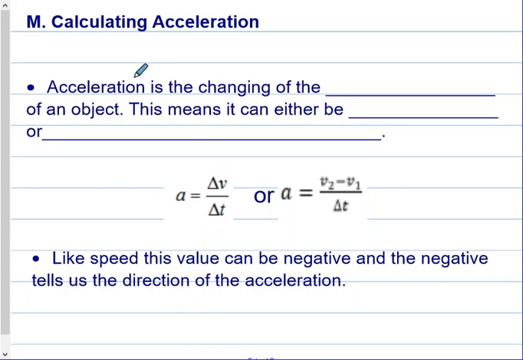Hey guys, so today we're going to be calculating acceleration. So we'll have a new formula. It's going to be really similar, in some ways, to calculating our velocity, but not. So acceleration is the changing of the speed of an object. This means it can be either speeding up or slowing down.